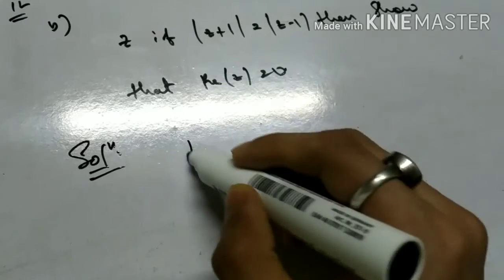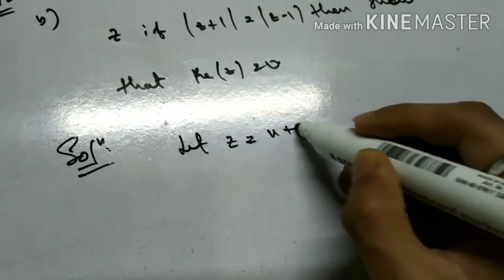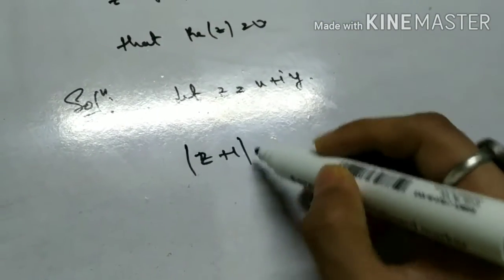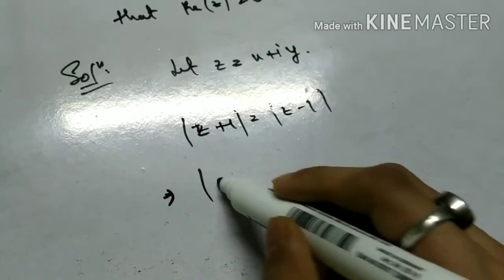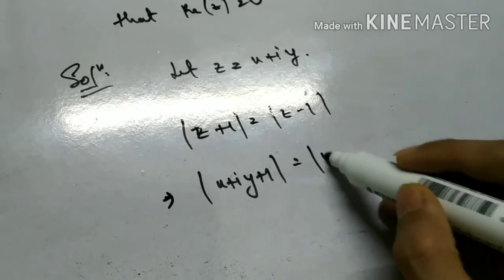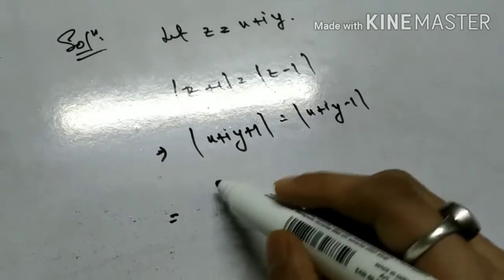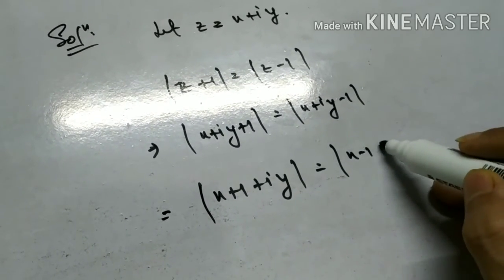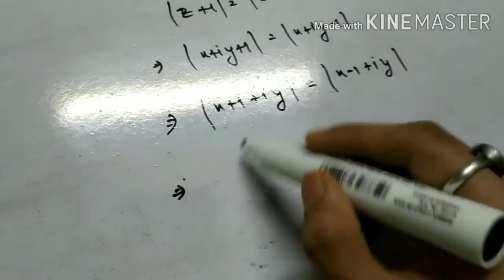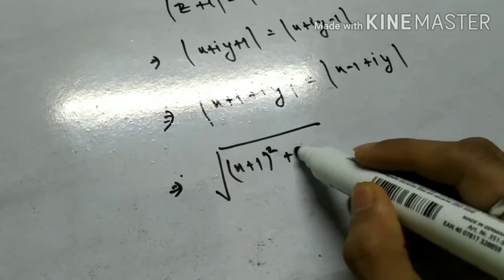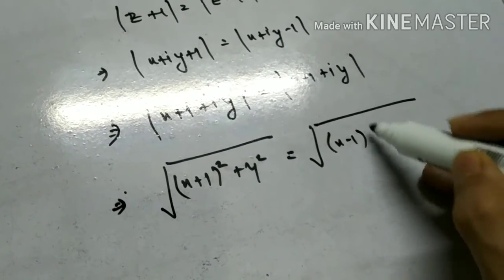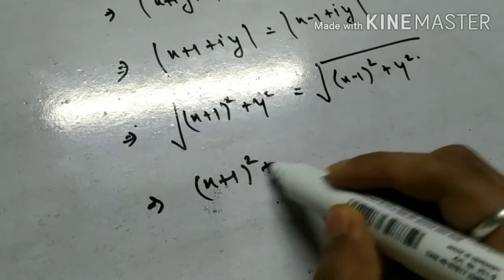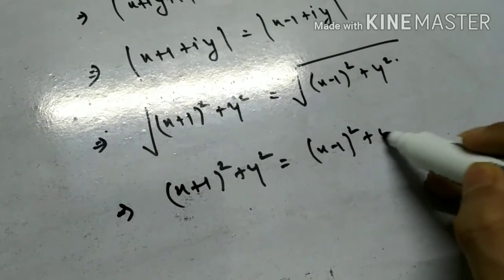So in the solution I will take, let z is equal to x plus iy. Okay. So this is our given modulus z plus 1 is equal to modulus z minus 1. Put the value of z here, x plus iy plus 1, x plus iy minus 1. So I can write x plus 1 plus iy is equal to x minus 1 plus iy. So this becomes root over x plus 1 the whole square plus y square is equal to root over x minus 1 the whole square plus y square. So squaring both sides, I will get x plus 1 the whole square plus y square is equal to x minus 1 the whole square plus y square.